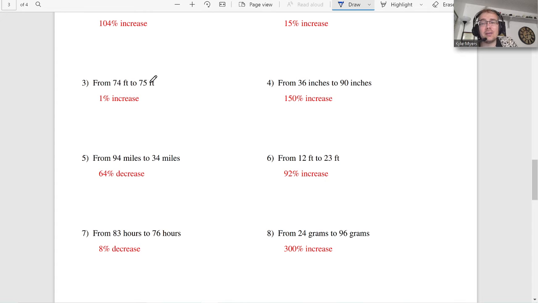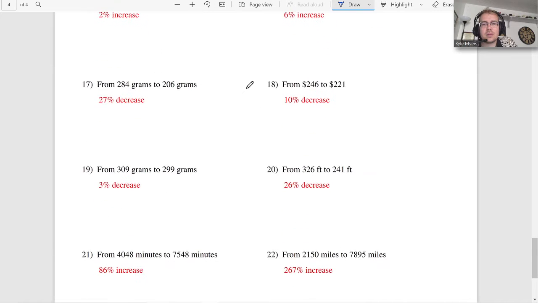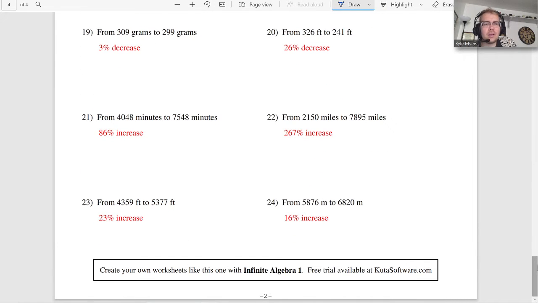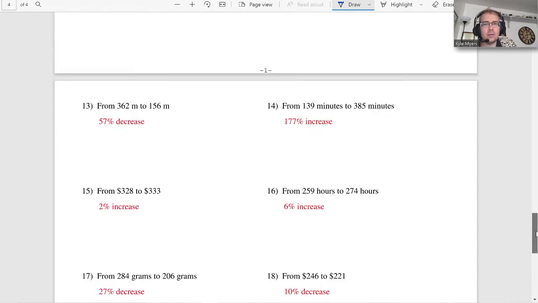74 to 75, that's only a 1% increase. Wow. All right. Decrease, increase, and so on and so on. If I went a little bit too fast there, you can always just pause it and go back, but I'll slowly scroll back up here.